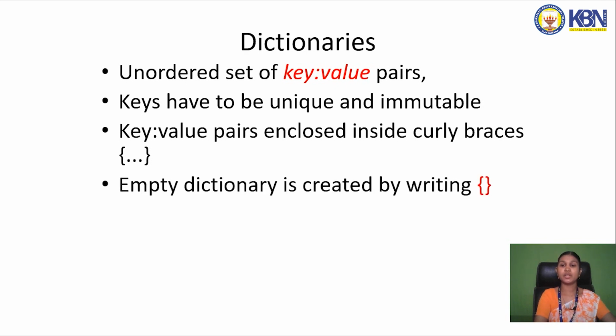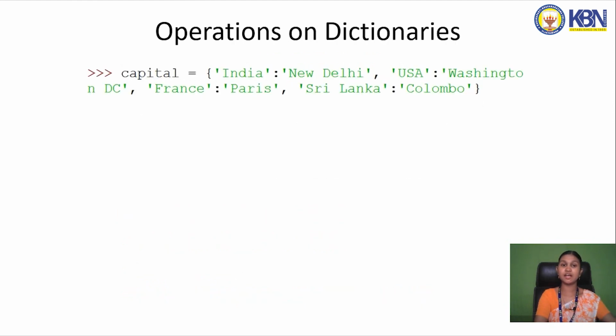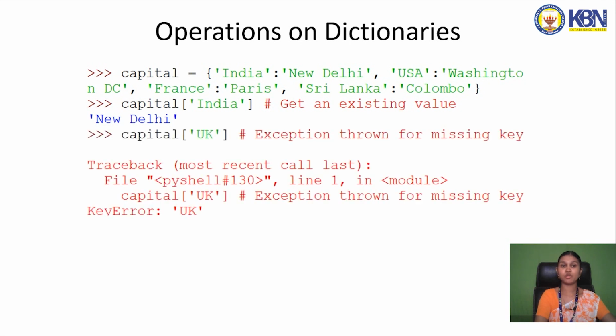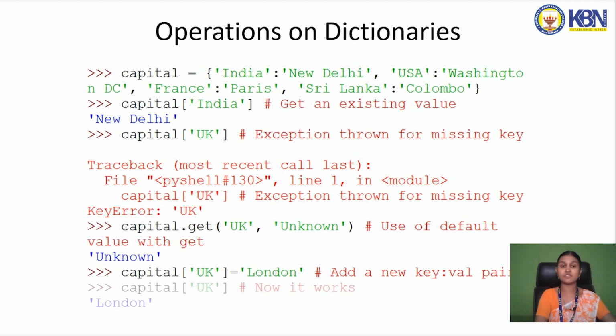And the next one, an empty dictionary is created by writing the function. Dictionaries are mutable, so you can add new keys, change the pairs and delete keys also. In this I have taken one example, the capital variable. In this variable I am passing the values and getting the existing value. You can place a new value also, otherwise if you place an unwanted value, it will be taken as an error. And you can replace the value also. In the UK place you can replace it with London, but you should not place non-existing values.